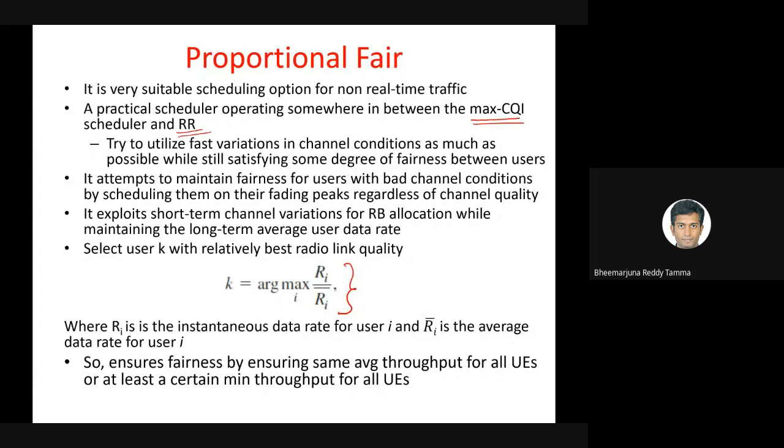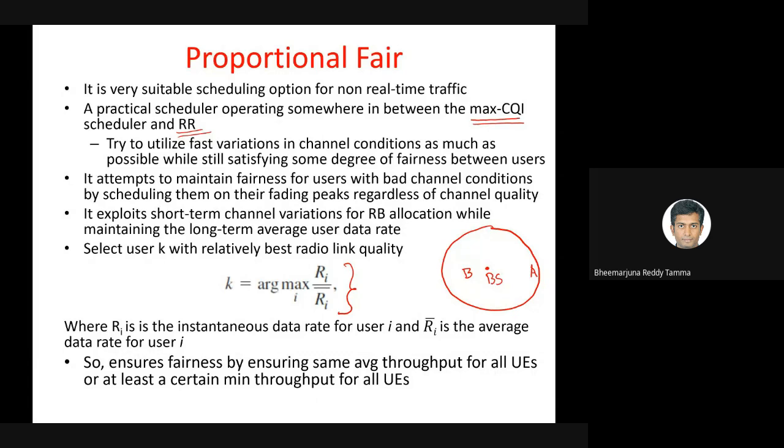If I have one user, let's say this is the base station, and let's say I have user A, and another user B. User B is the one that will get better instantaneous rate, because this user B has better channel quality compared to user A, which is at the cell edge with a poor SNR. Because of that, initially the proportional fair tries to serve user B and tries to avoid serving user A.